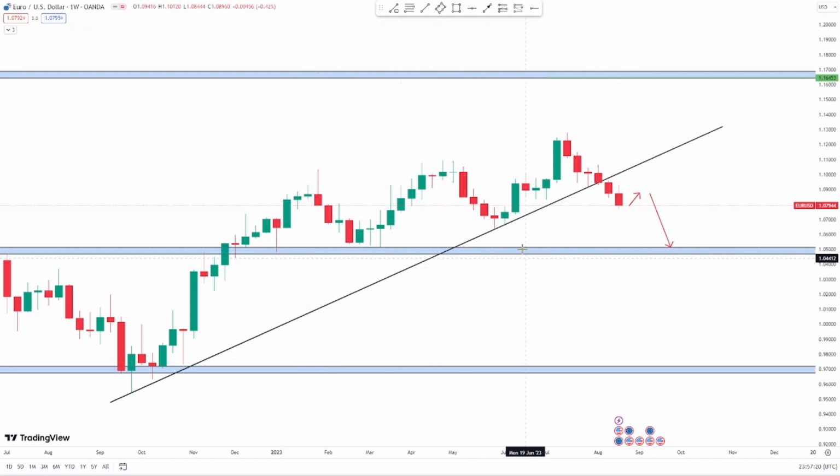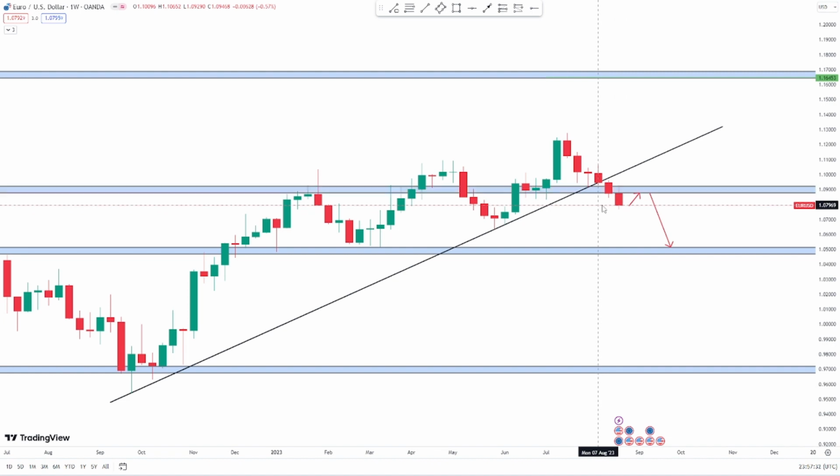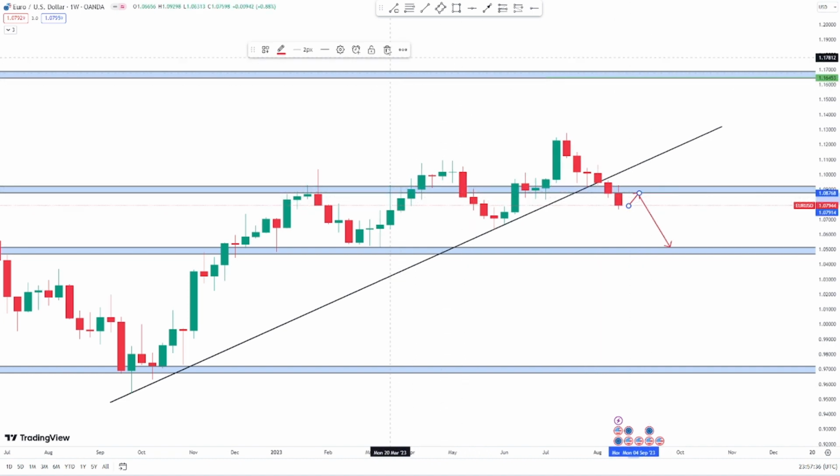So 1, 2, 3, 4. The fourth pullback is always deeper, and this is the fourth pullback. Price is pulling back like this, but right now we have to sit on our hands and watch to see what the market really wants to do. So this is what we'll be waiting for: a pullback into this region.